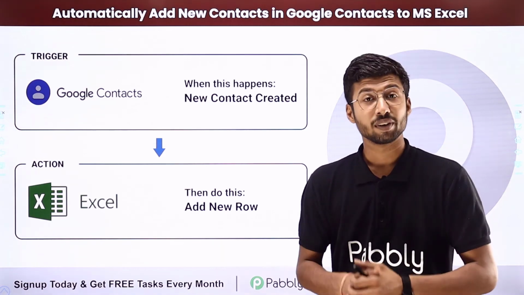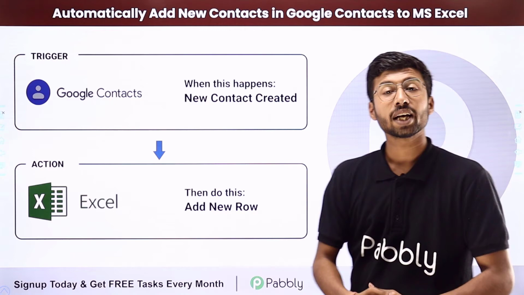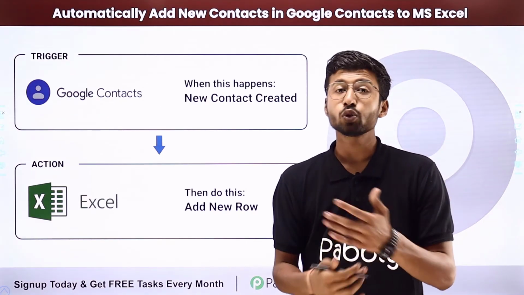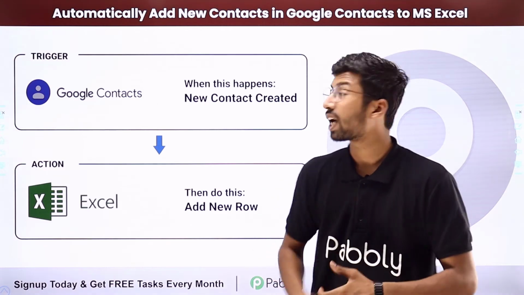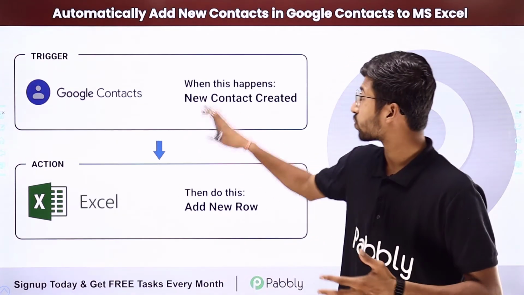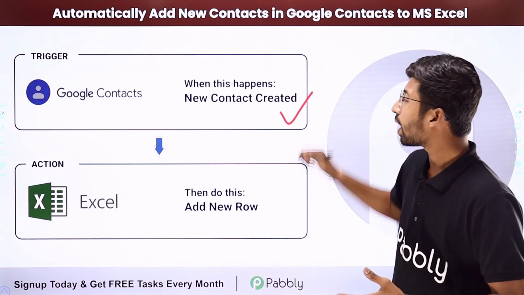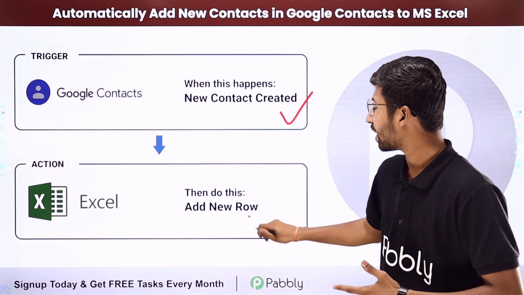So in this video, we will discuss how to automatically add new contacts in Google Contact to MS Excel. Now suppose you are a business owner and whenever you meet a new person, you add that person as a contact in your Google Contact. But you also want that whenever a new contact is created in Google Contact, you add the details of that new contact in your Microsoft Excel sheet as well.